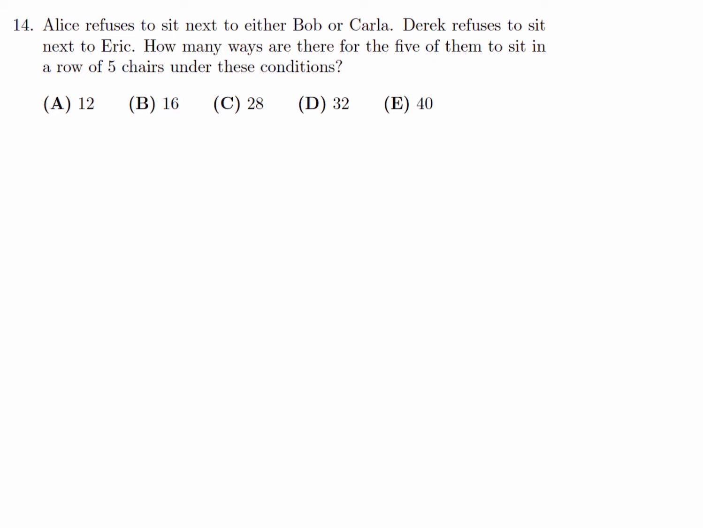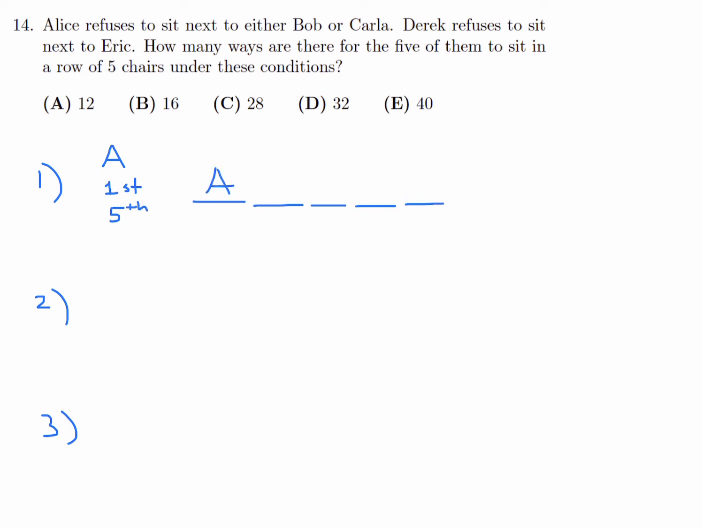Alice refuses to sit next to either Bob or Carla. Derek refuses to sit next to Eric. How many ways are there for the 5 of them to sit in a row of 5 chairs under these conditions? Well, we will have to look at a few different scenarios. There's 5 of them. So the first scenario is when Alice is either in the first slot or the 5th slot, if she's here or here.